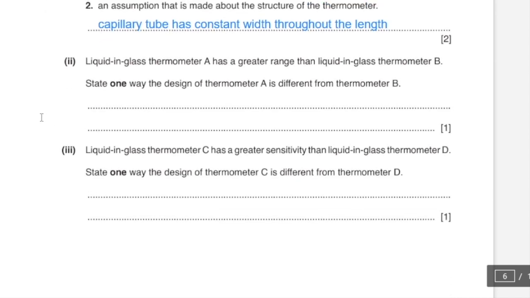2. Liquid in glass thermometer A has greater range than liquid in glass thermometer B. State one way the design of thermometer A is different from thermometer B. So this could be longer than B.